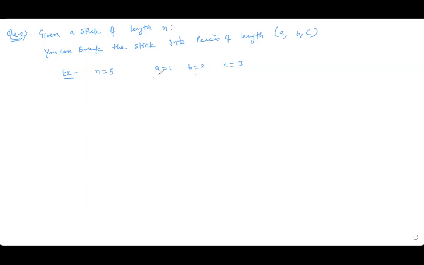So here, if you break this stick into pieces of length A, what will happen? You can just break 5 into pieces of A, so you'll break it into 5 parts. This will give 5 as an answer. If you break in terms of length 2, then 5 will be broken down into 2, 2, and 1. So there are 3 pieces here.